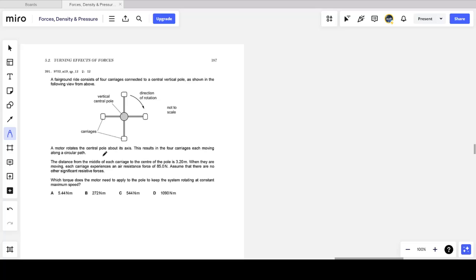A fairground ride consists of 4 carriages connected to a central vertical pole as shown in the following view from above. A motor rotates the central pole about its axis. This results in the 4 carriages each moving along a circular path. The distance from the middle of each carriage to the center of the pole is 3.2 meters. When they are moving, each carriage experiences an air resistance force of 85 newtons. Assume that there are no other significant resistive forces. Which torque does the motor need to apply to the pole to keep the system rotating at constant maximum speed?